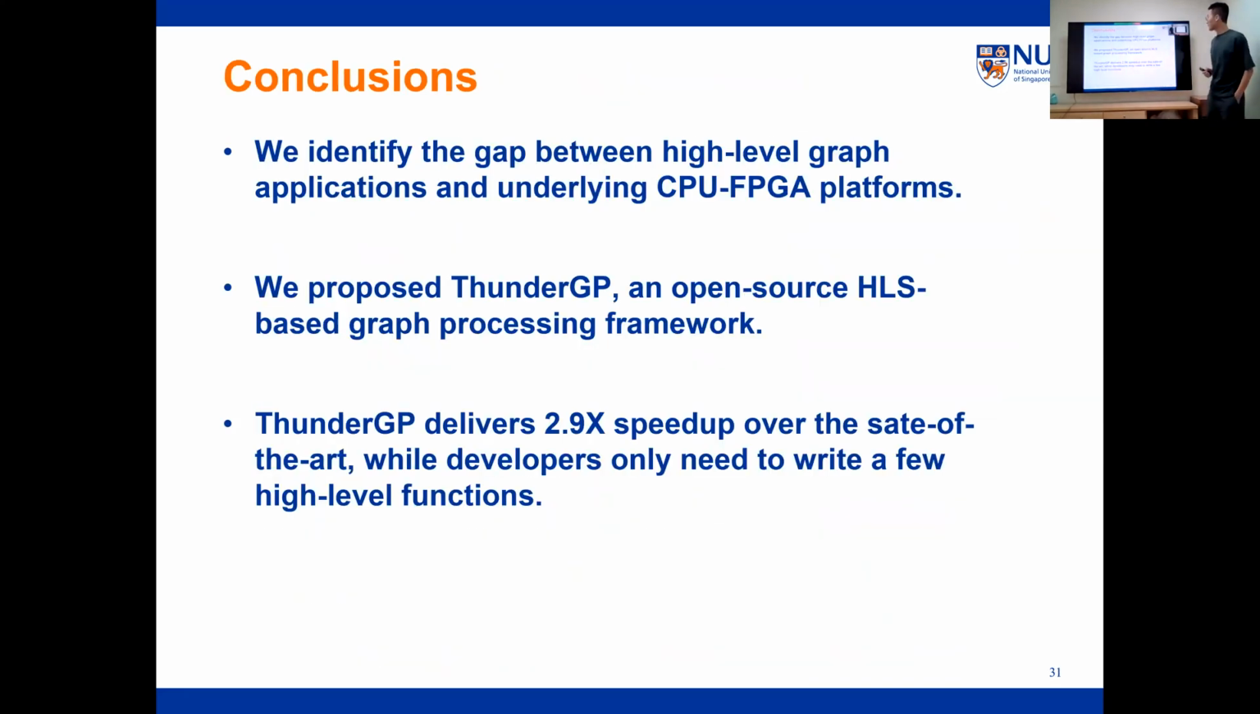So for conclusions, basically in this work, we identified the gap between high-level graph applications and underlying CPU-FPGA platforms. We then proposed a framework called ThunderGP to mitigate this gap. ThunderGP finally delivers 2.9 times speedup over the state-of-the-art, even RTL-based work. And more especially, ThunderGP is based on real hardware implementation, while this state-of-the-art work is based on simulation. More importantly, with ThunderGP, the developers only need to write a few high-level functions without any hardware expertise.